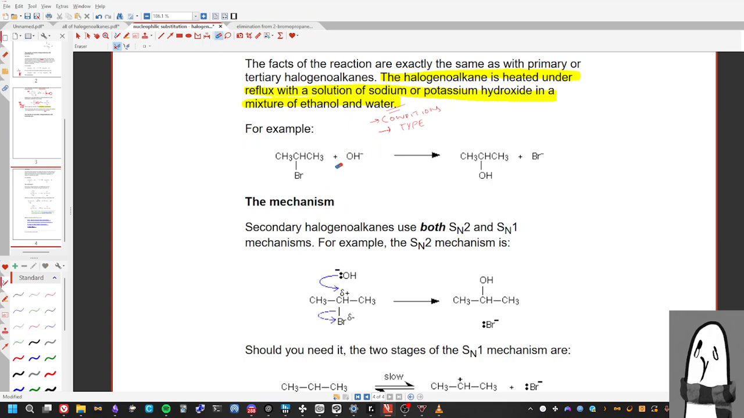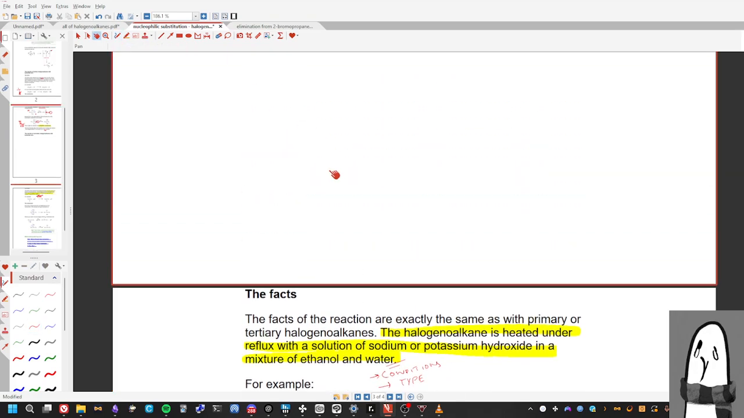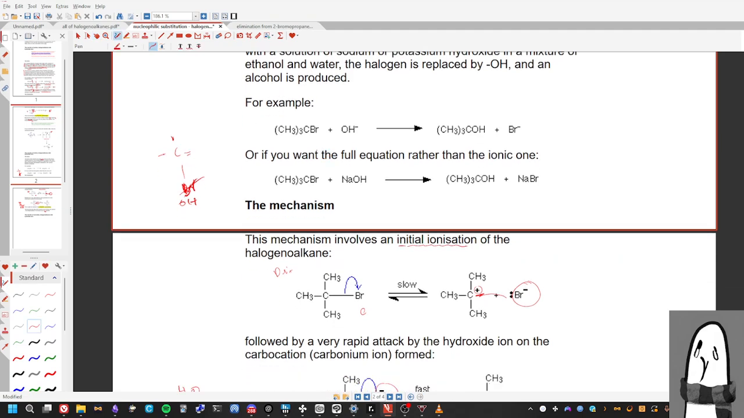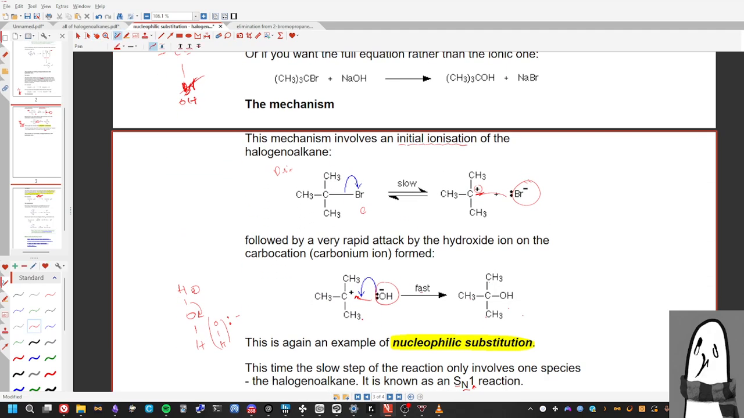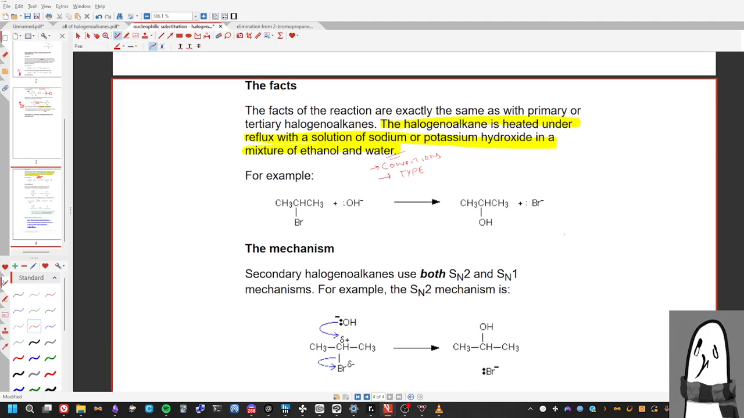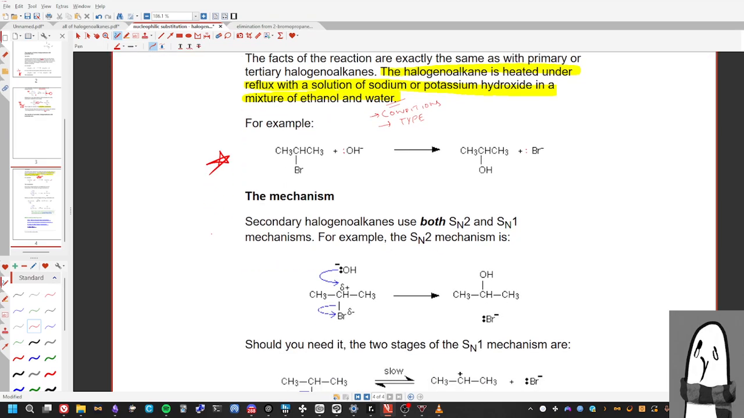For some reason they didn't draw the two electrons over here. I'm actually not quite sure why they didn't do that. I want to understand if there is something important behind that. Oh, this is just the general. Oh, oops. Okay, this is just the general.